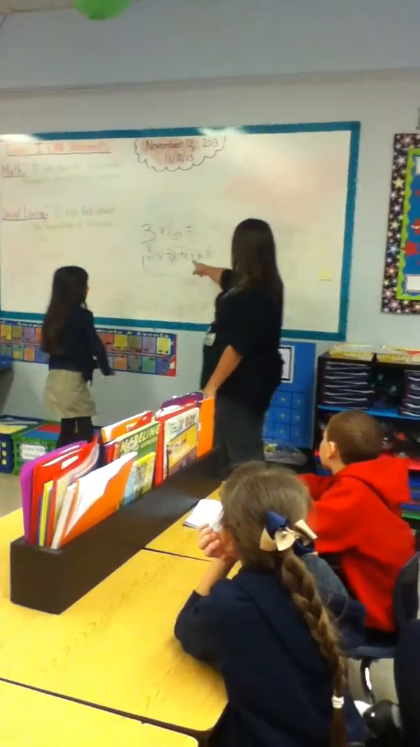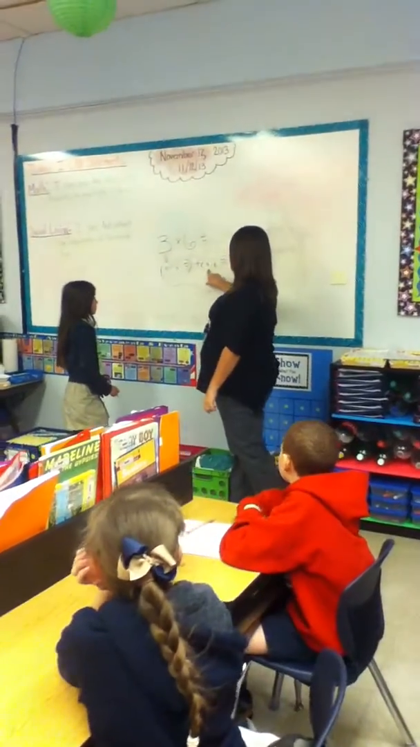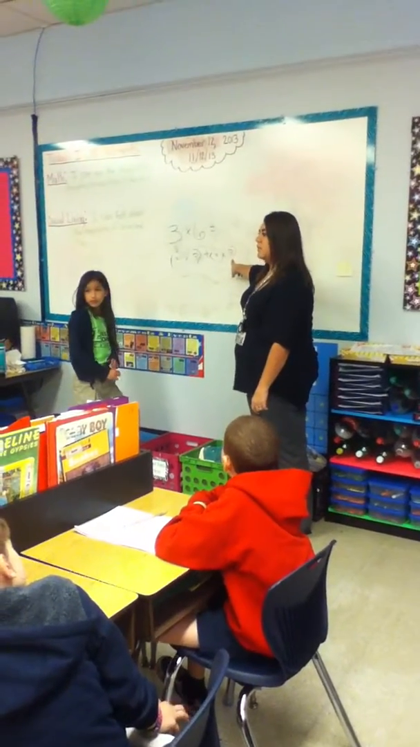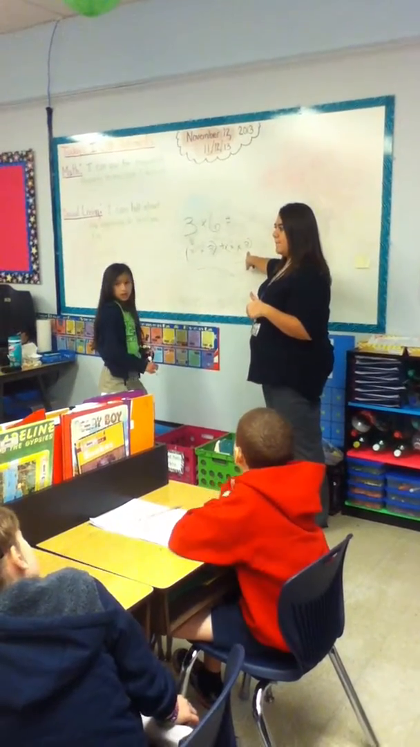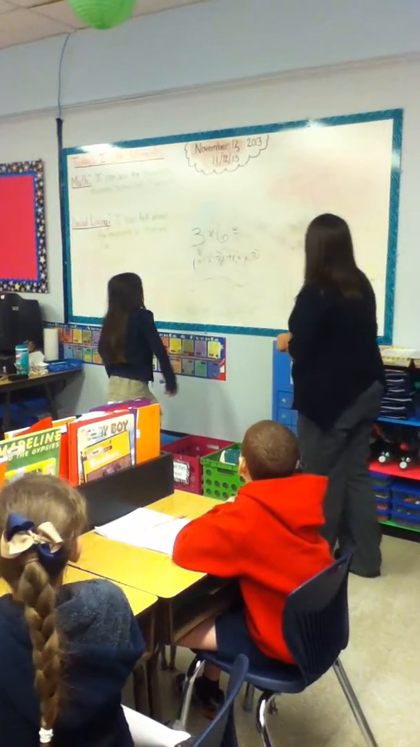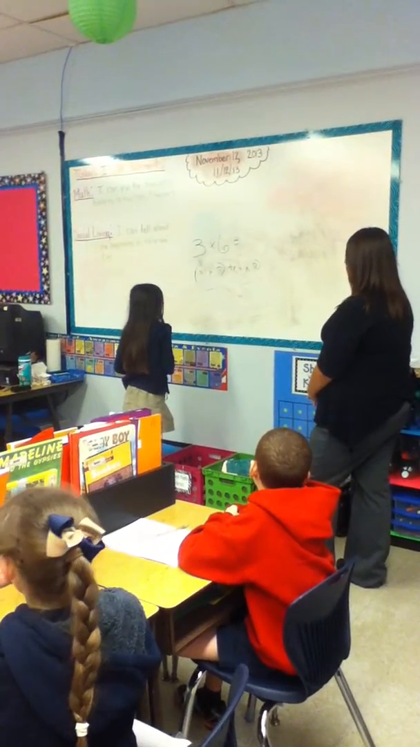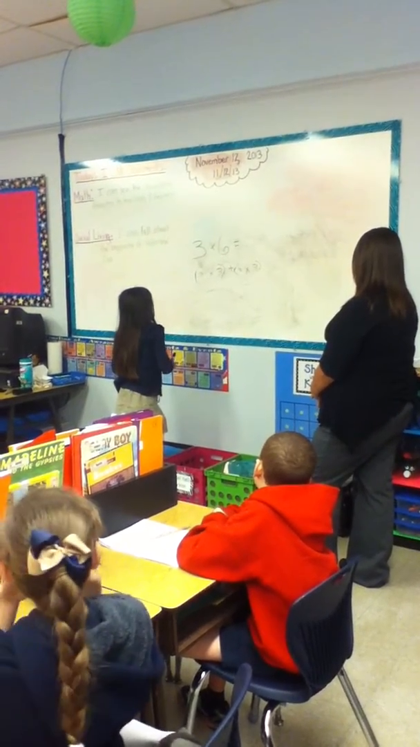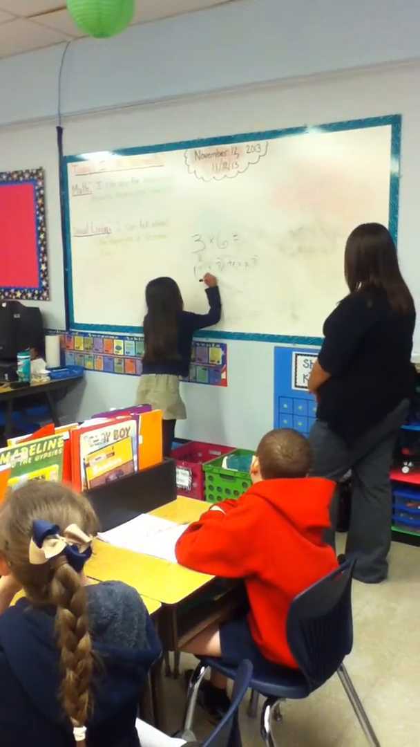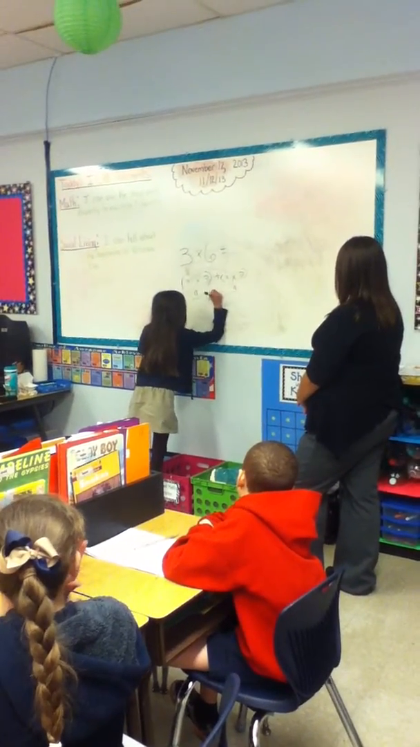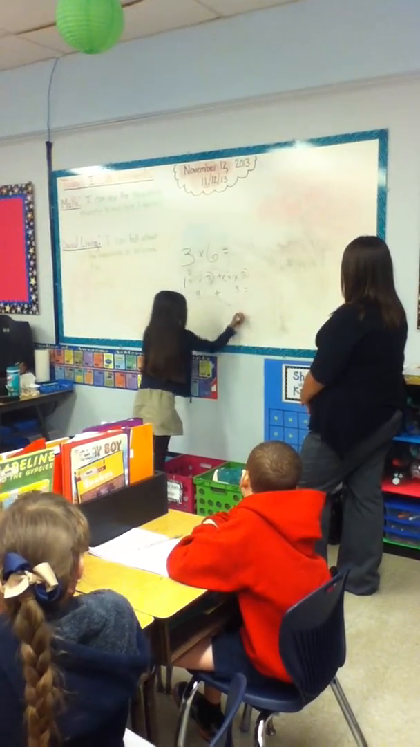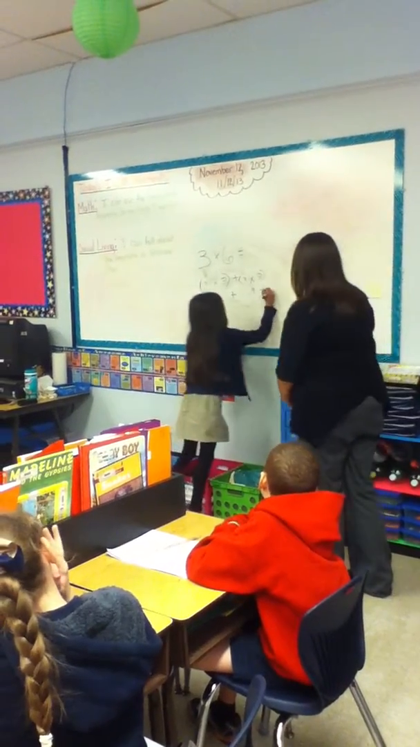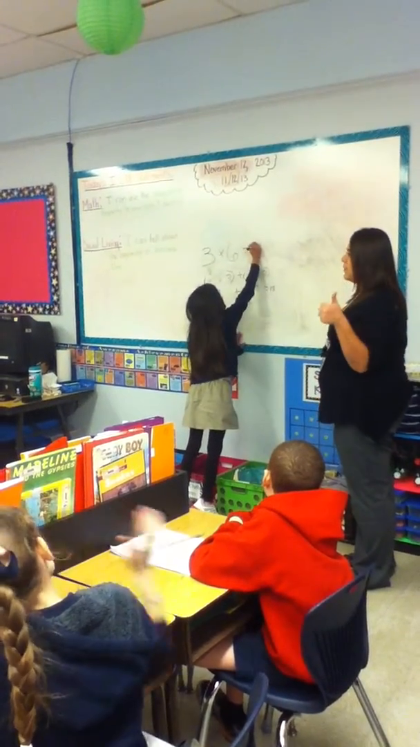Okay, so far she kept the 3 the same, and then she broke up the 6 to 3 and 3. Does 3 and 3 equal 6? Yes. Okay, so thumbs up if you agree so far. Okay, beautiful. Keep going. So what is 3 times 3? 3 times 3 is what, class? 9. Beautiful. Thumbs up if you agree with what she just did.